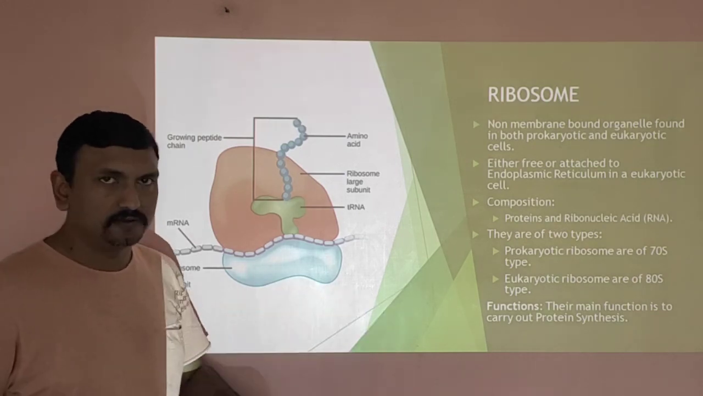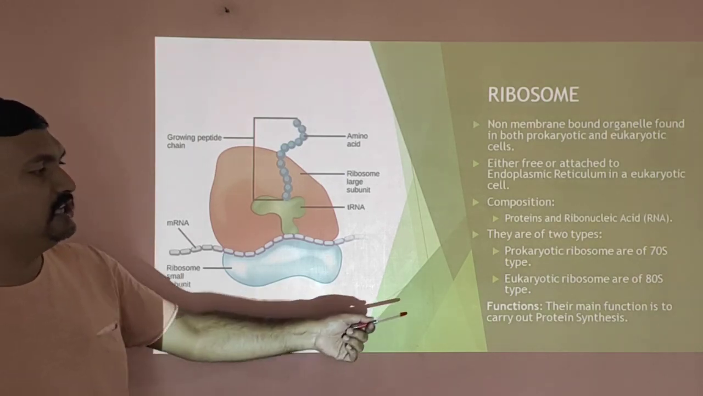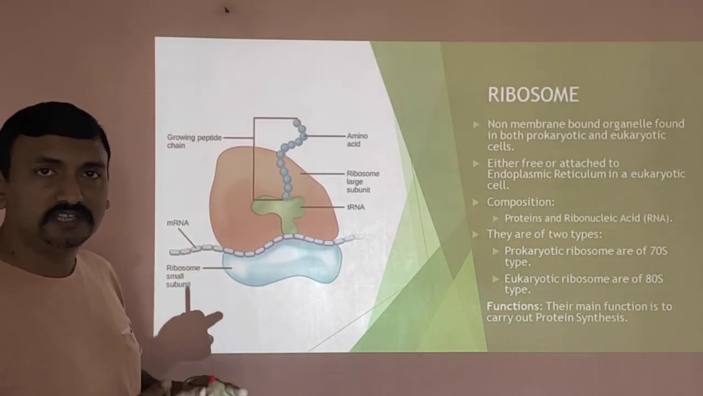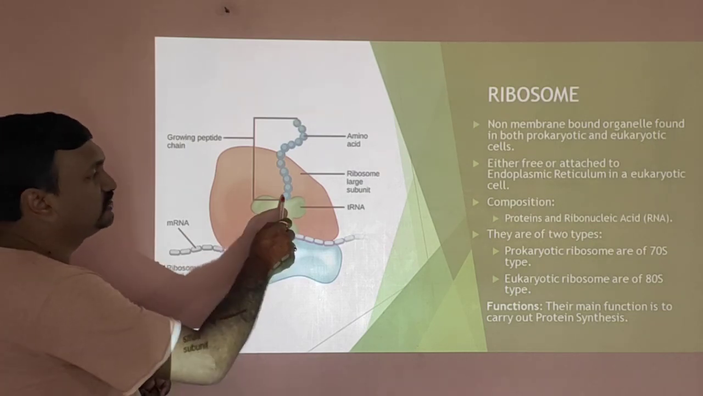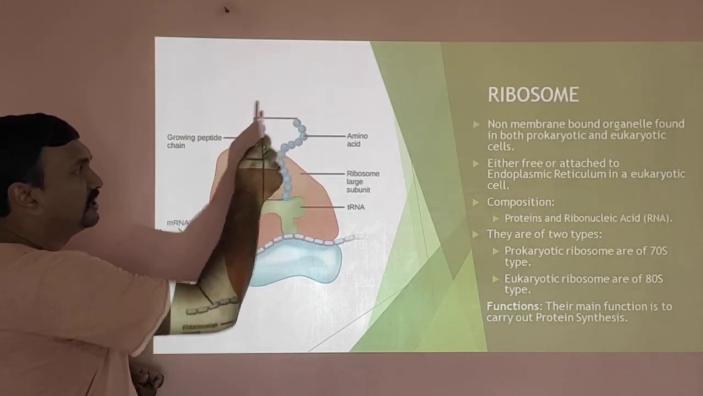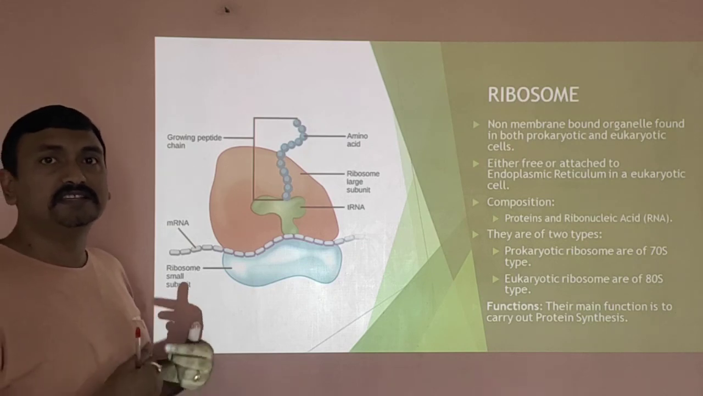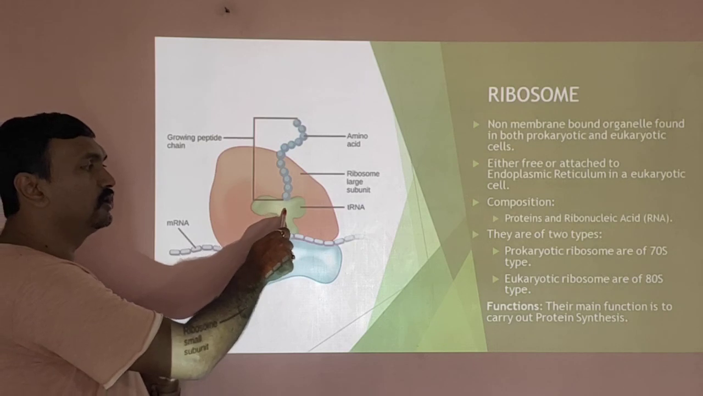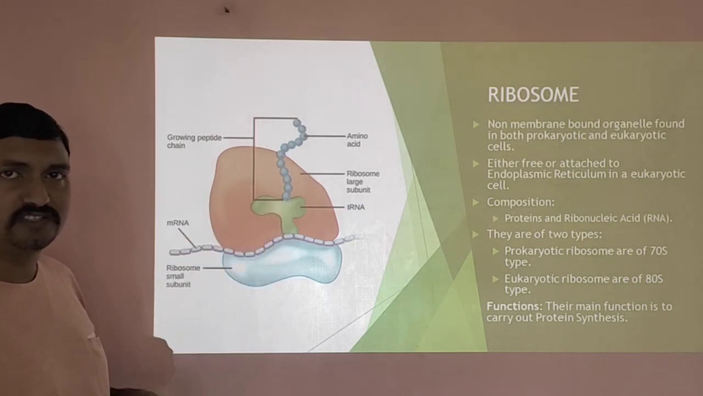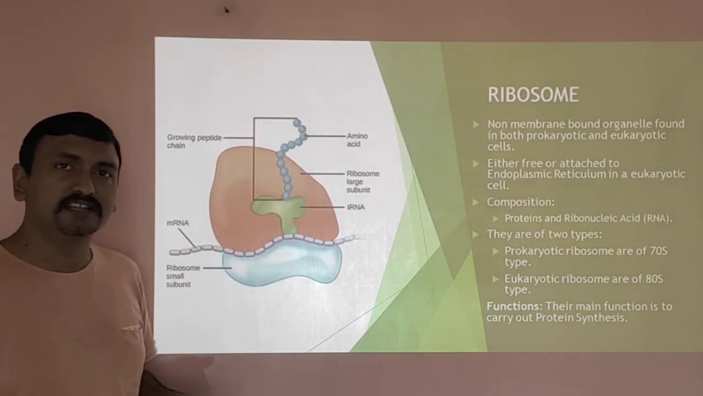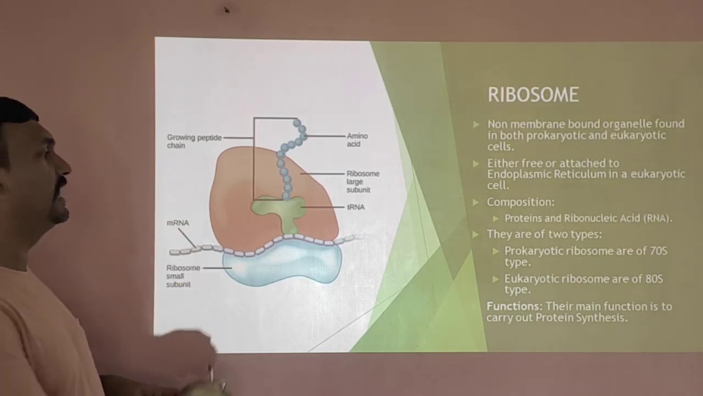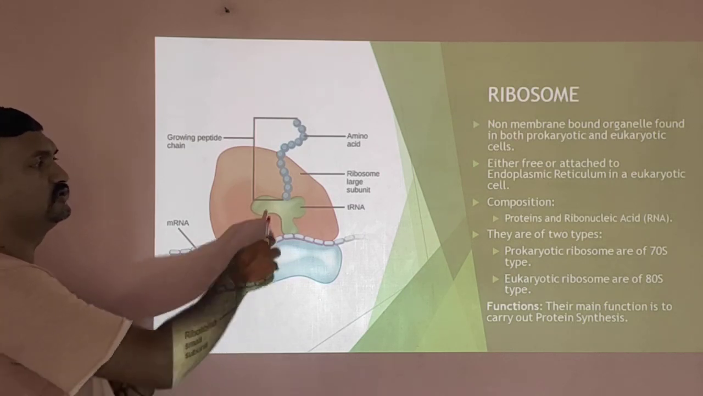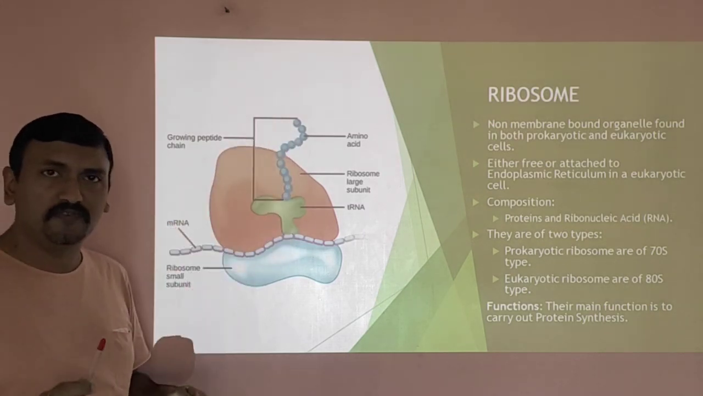What is their function? Their main function is to carry out protein synthesis, that is, to produce protein. So this chain which you can see is a protein which is being synthesized from a structure called mRNA using a molecule called tRNA. Now these molecules you are not studying in this class, this is a higher discussion. This is just to show you that the ribosome, these two units together, can carry out synthesis of protein, that is the main function.